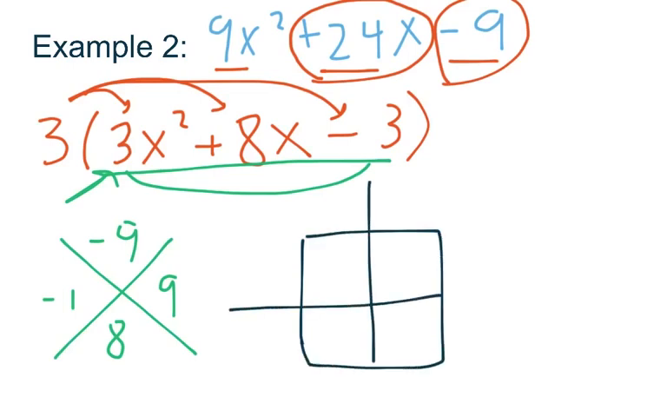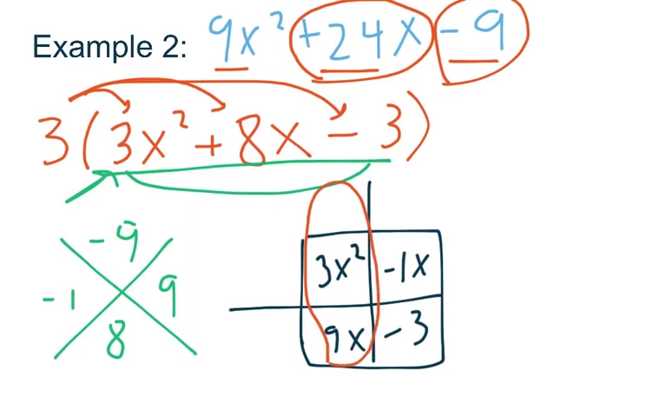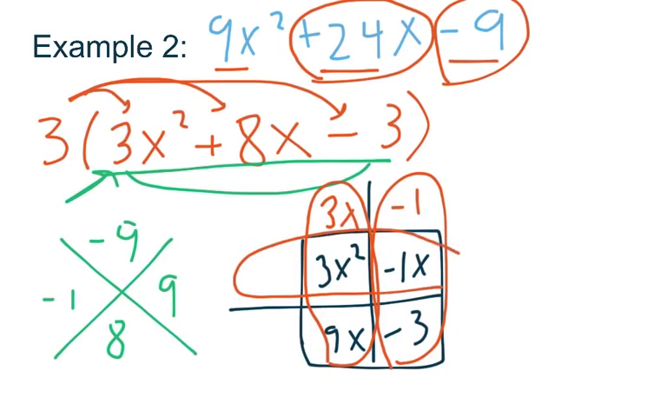Remember, 3x squared goes in the upper left, negative 3 goes in the bottom right, and then we have negative 1x and 9x. And now we just pull out what they have in common. So 3x squared and 9x, well, they both have 3x in common. Negative 1x and negative 3, well, they're both negative and they both have a 1. 3x squared and negative 1x, they both have x in common. And 9x and negative 3, they both have 3.